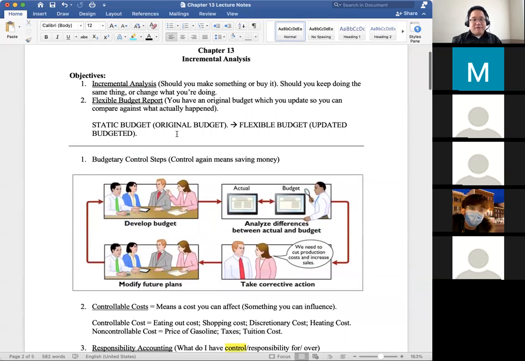When you make a budget, the first budget, your original guess, is called the static budget. If you update the static budget with new information, we call that the flexible budget. Okay, good. Anybody have any questions about anything?